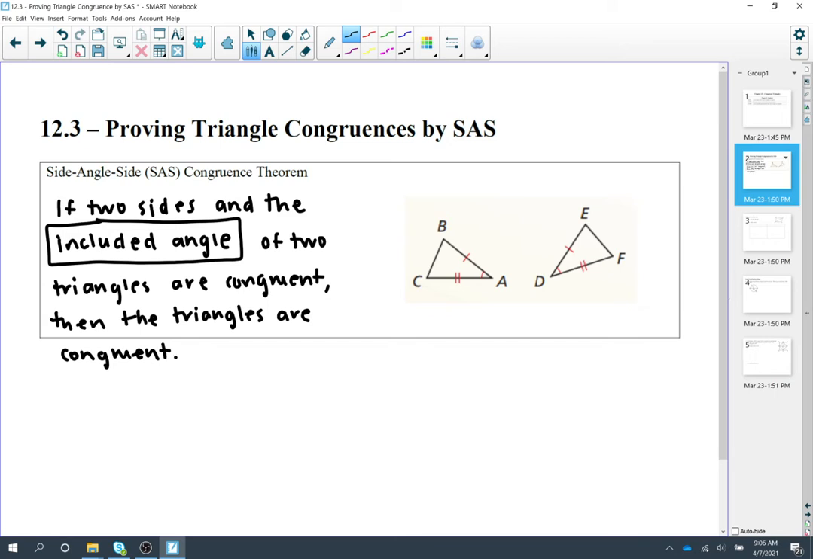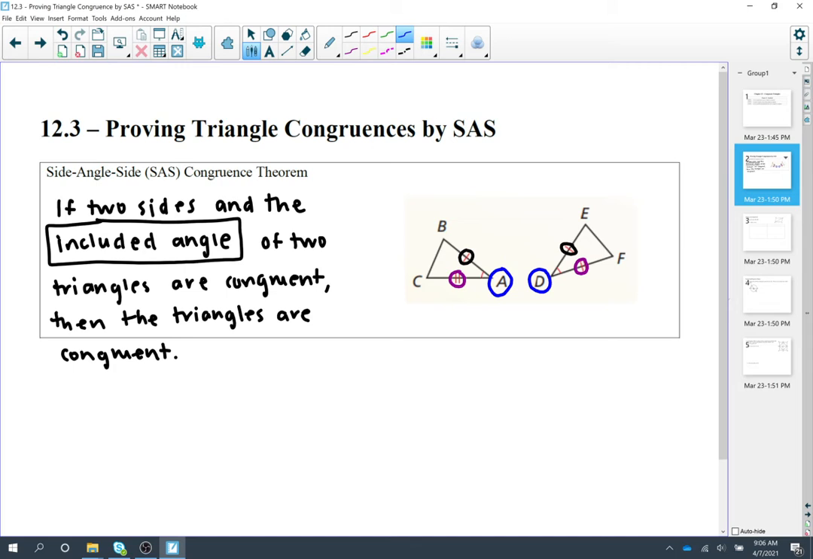So let's take a look at what this actually means. In section 12.2, we knew that two triangles were congruent if all of the sides and all of the angles were congruent. This theorem is saying that we actually don't need to prove that much information, that if we just have one side and then another side, and then also the included angle. The included angle is the angle that is between the two sides.